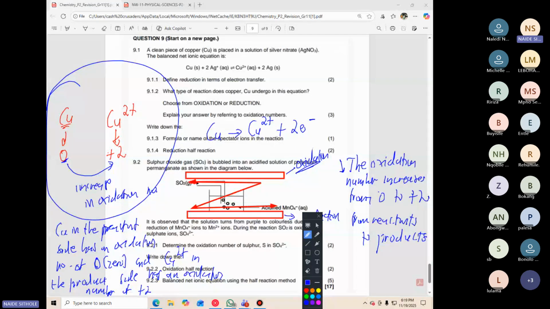Leave it like that. So as simple as that. Oxidation number increases from 0 to +2 from reactants to product. So that means it's undergoing oxidation.